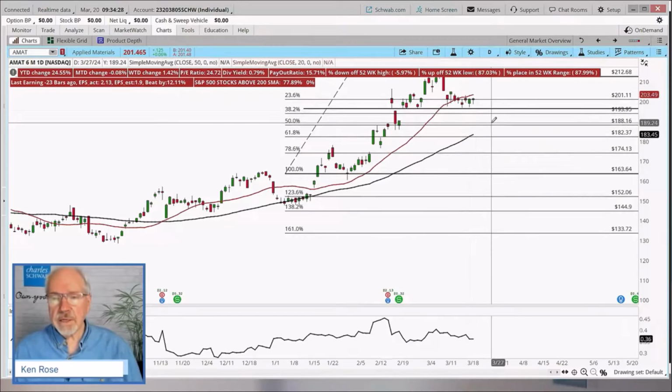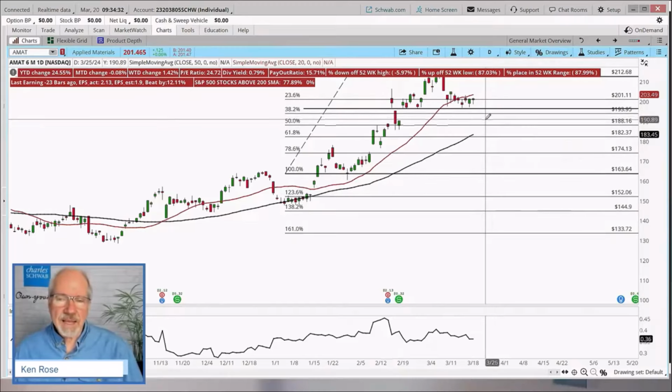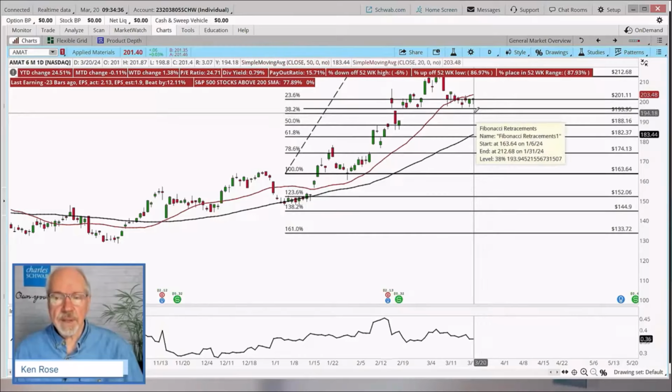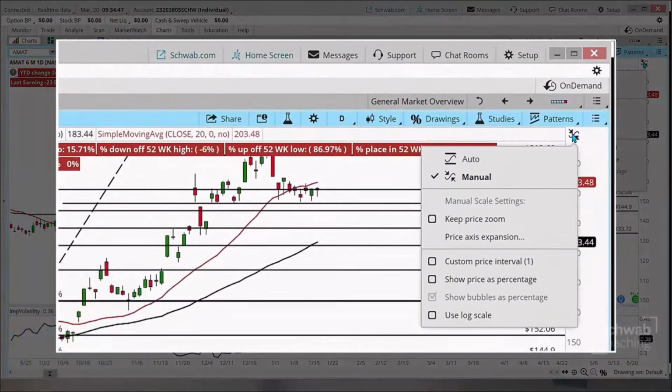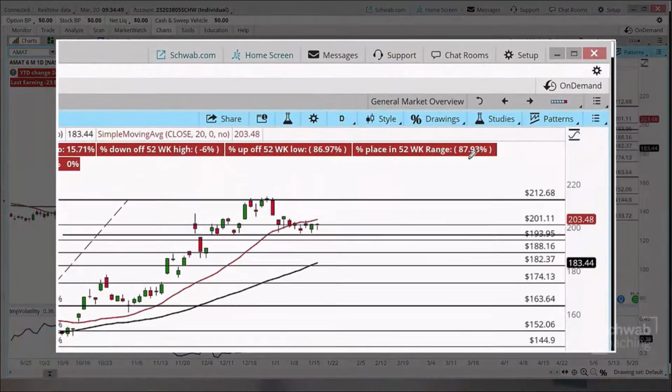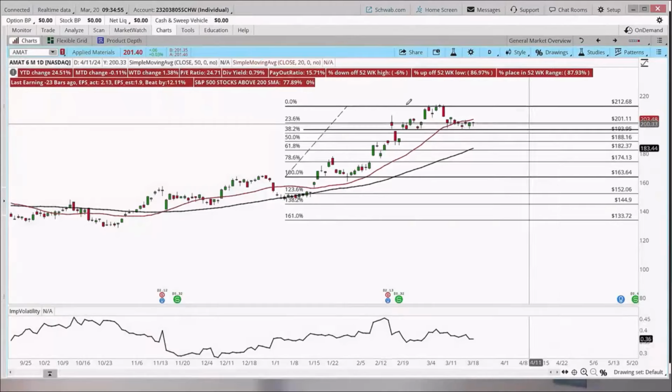Does that mean that the trade's going to work out? No, it doesn't. Okay, but it can possibly help or put us in a better situation than if we didn't have these tools to take advantage of. By the way, after you've done this and you stretch things out, you can come up here, right up here where you have your price axis settings, click on that and take it back to auto to go back to where you were to begin with. So we want to be down below basically 193. The price of the security is 201.